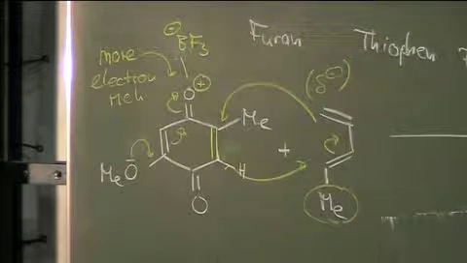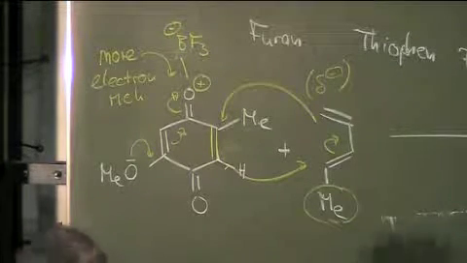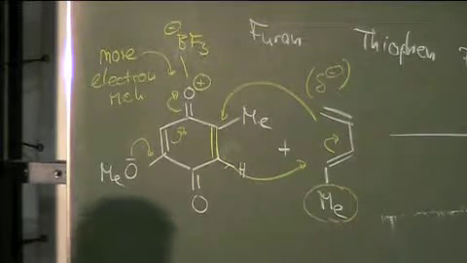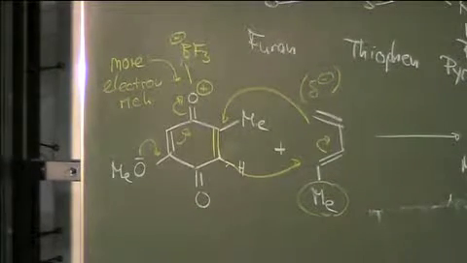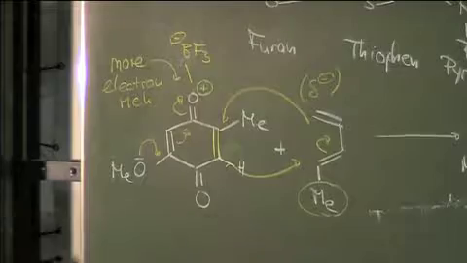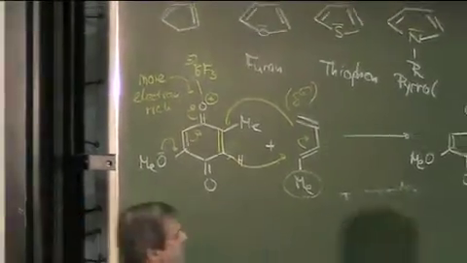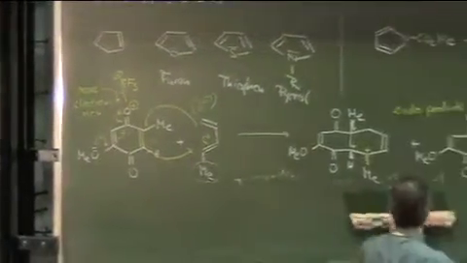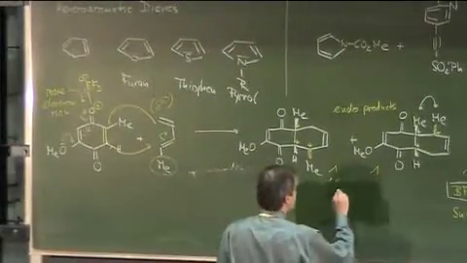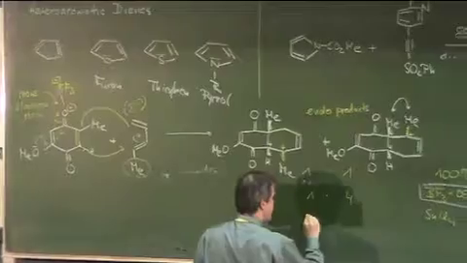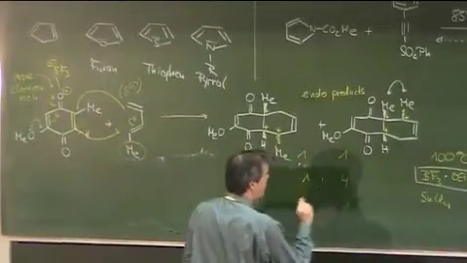Because I have drawn the selectivities the wrong way here. So it's 1 to 4 and 20 to 1.